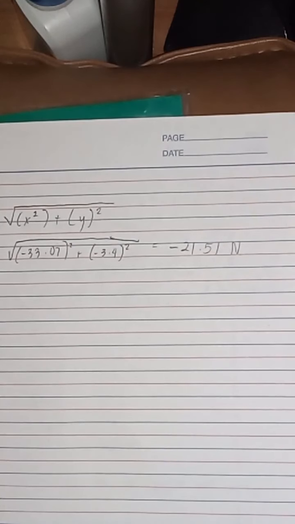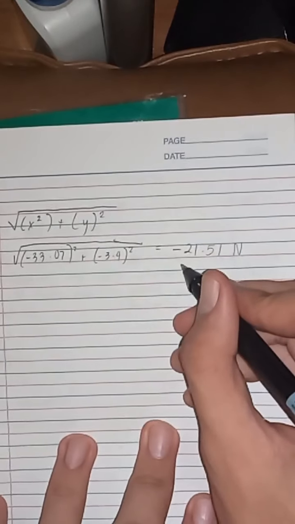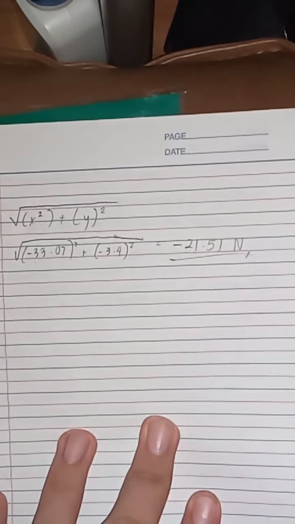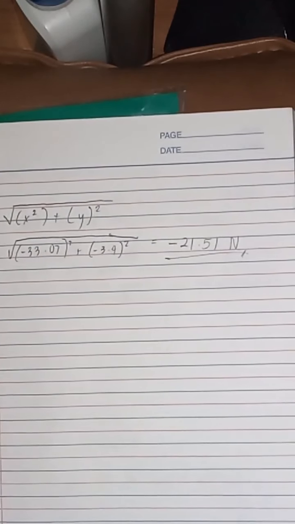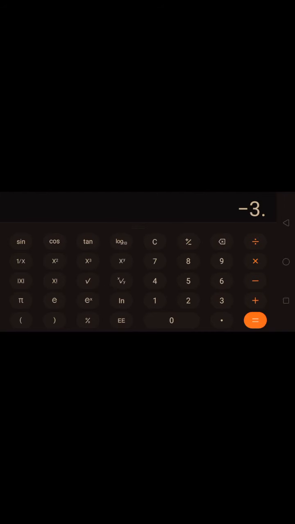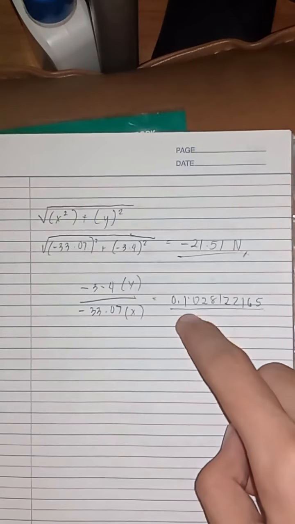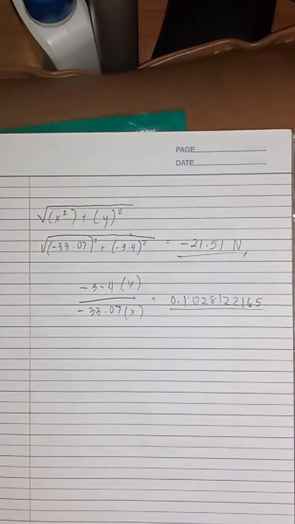Now, from what you've seen just now, guys, we have our final vector. So this is it, negative 21.51 newtons. The next thing we should do is find its angle, and I will show you how right now. After doing so, we have this value, 0.1028122165. The next thing we should do is use the arctan function of our calculator.